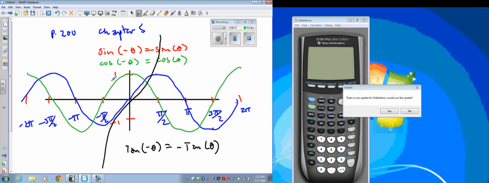And that's why this doesn't have a negative, and that's why this has a negative, because when you go this way, they're opposite sign. To me it makes sense. I can logically see it.